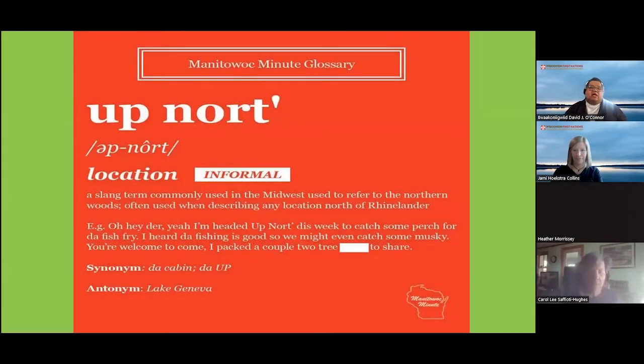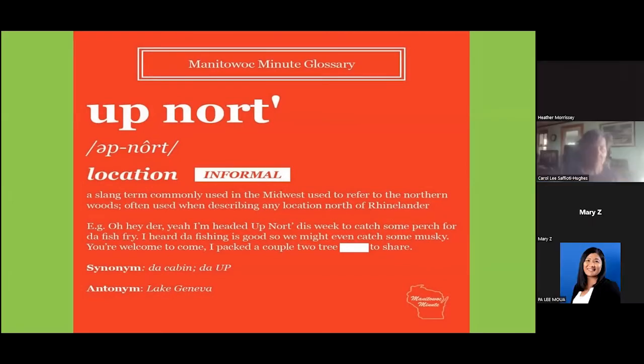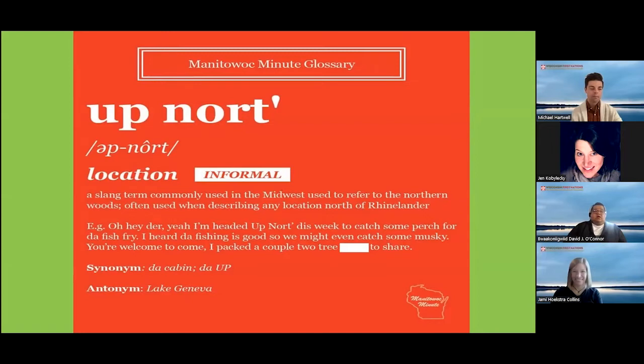So a lot of times when I think about culture, I think about the Manitowoc Minute. I don't know if any of you have ever seen Charlie Burns. I really enjoy Charlie Burns, his work, both as an alumni as well as his comedy. And what he always talks about is up north, so defining that, right? I'm going to read it out loud for us here, folks, as an example. It's a slang term commonly used in the Midwest, used to refer to the northern woods, often used when describing any location north of Rhinelander. So here's an example of how to define it.